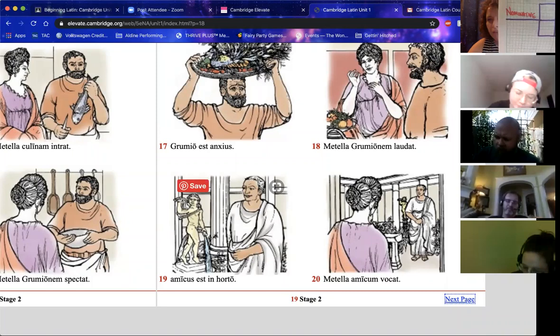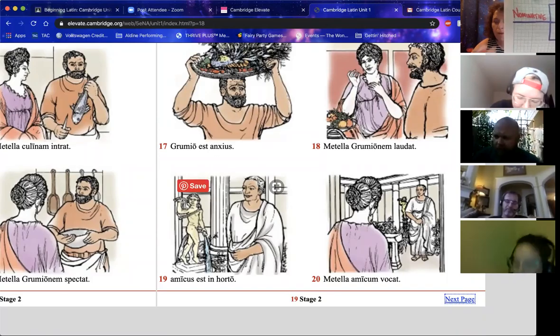Is that backwards? That looks backwards. No, it's correct. It's correct for us. You don't have the mirror image on your... On mine. I should do that.